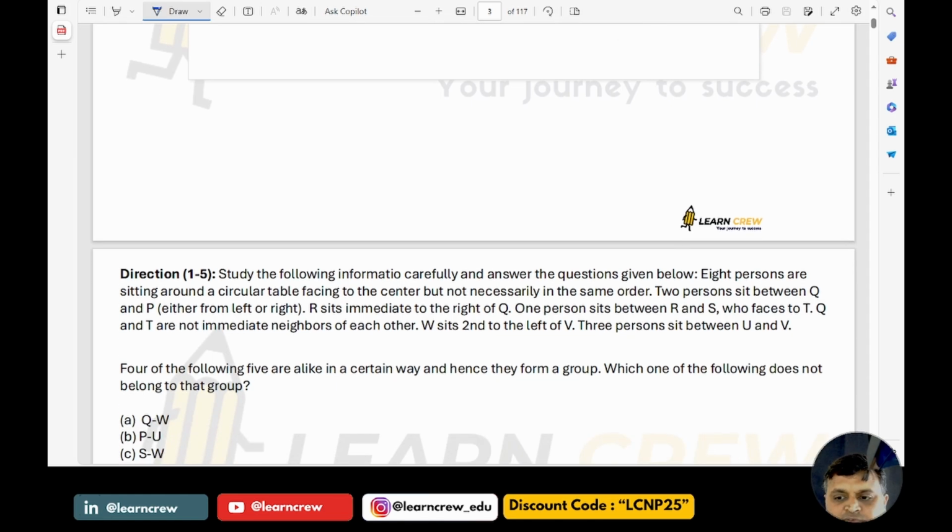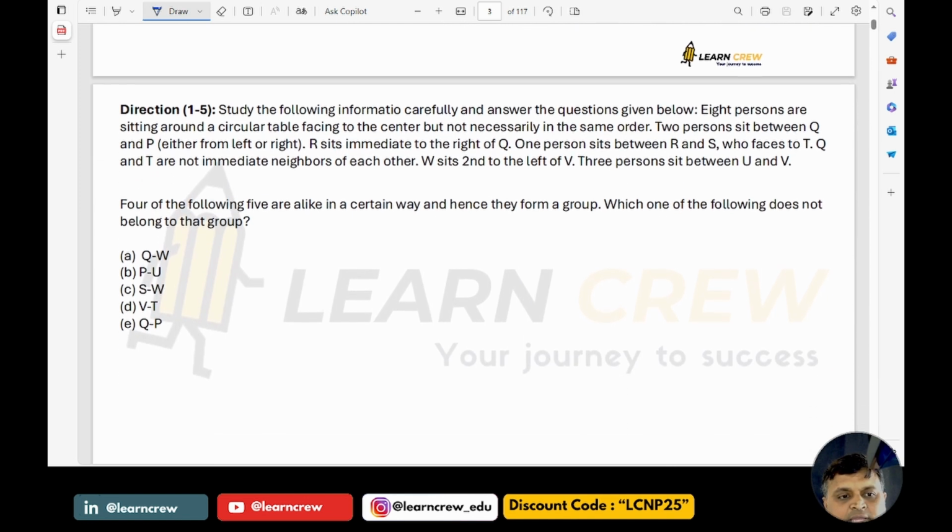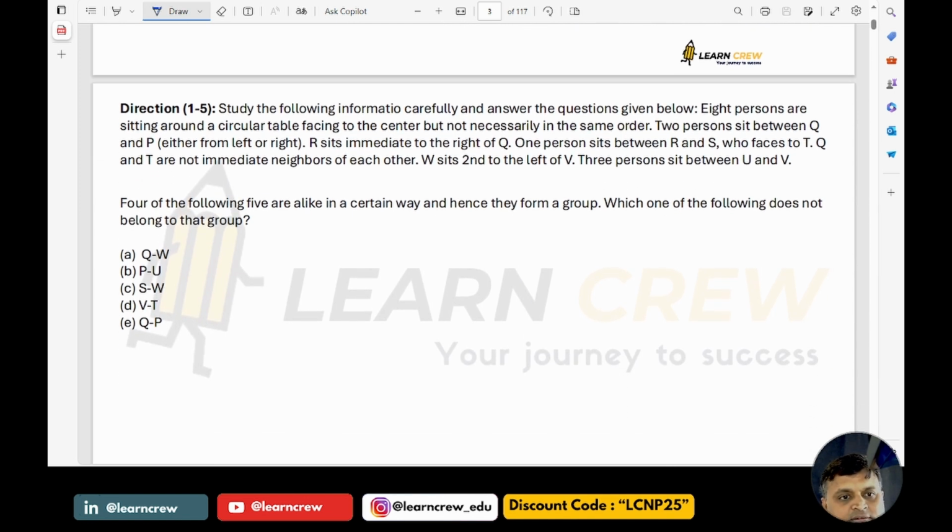So first 5 questions are based on a puzzle. See here what is given. Study the following information. 8 persons are sitting around a circular table facing the center. So it is an 8 persons circular arrangement. So it has to be like this. All are facing the center but not necessarily in the same order.